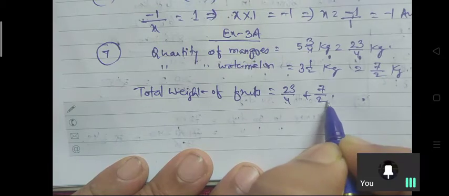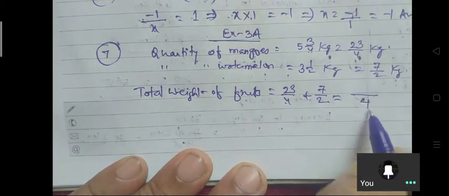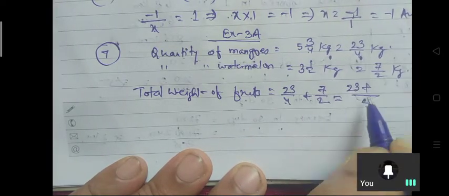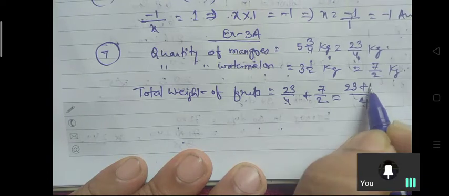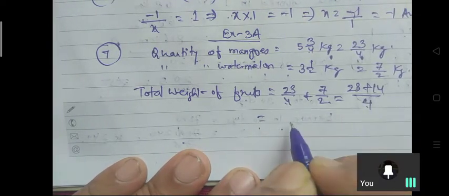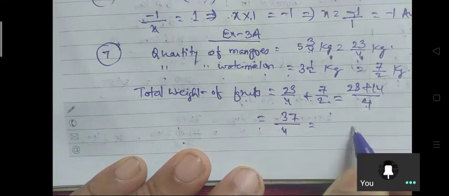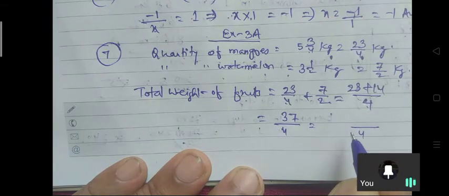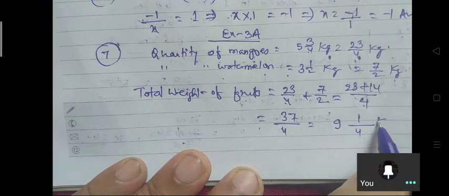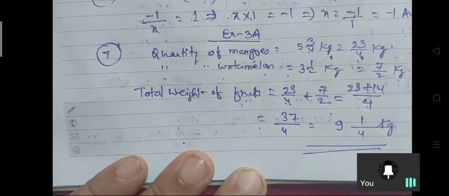LCM of 4 and 2 is 4. 4 ones are 4, 23 ones are 23. 2 twos are 4, 7 twos are 14. We will add them up. 3 plus 4 is 7, 2 plus 1 is 3. So 37 by 4. We can convert this into a mixed number. 9 fours are 36 plus 1. This much of kg is the total quantity bought by Priti. Have you understood?